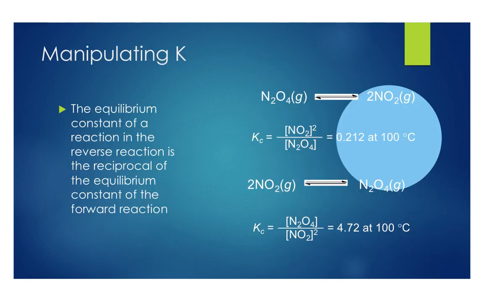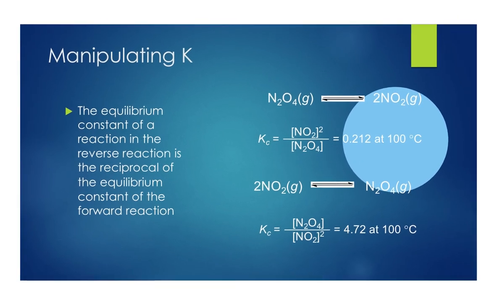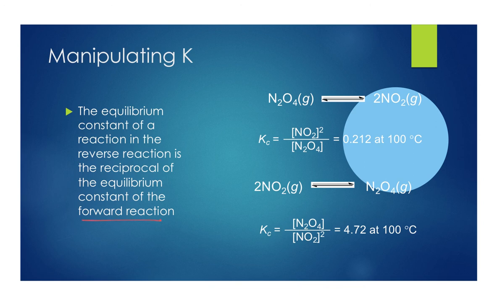Last thing we need to know about equilibrium constants is that we can actually manipulate them. This gets useful when we are talking about different reactions or different conditions or different concentrations. It's going to help us figure out differences in the equilibrium constant. So the first thing we need to know is that the equilibrium constant for the reverse reaction is the reciprocal of the equilibrium constant of the forward reaction.